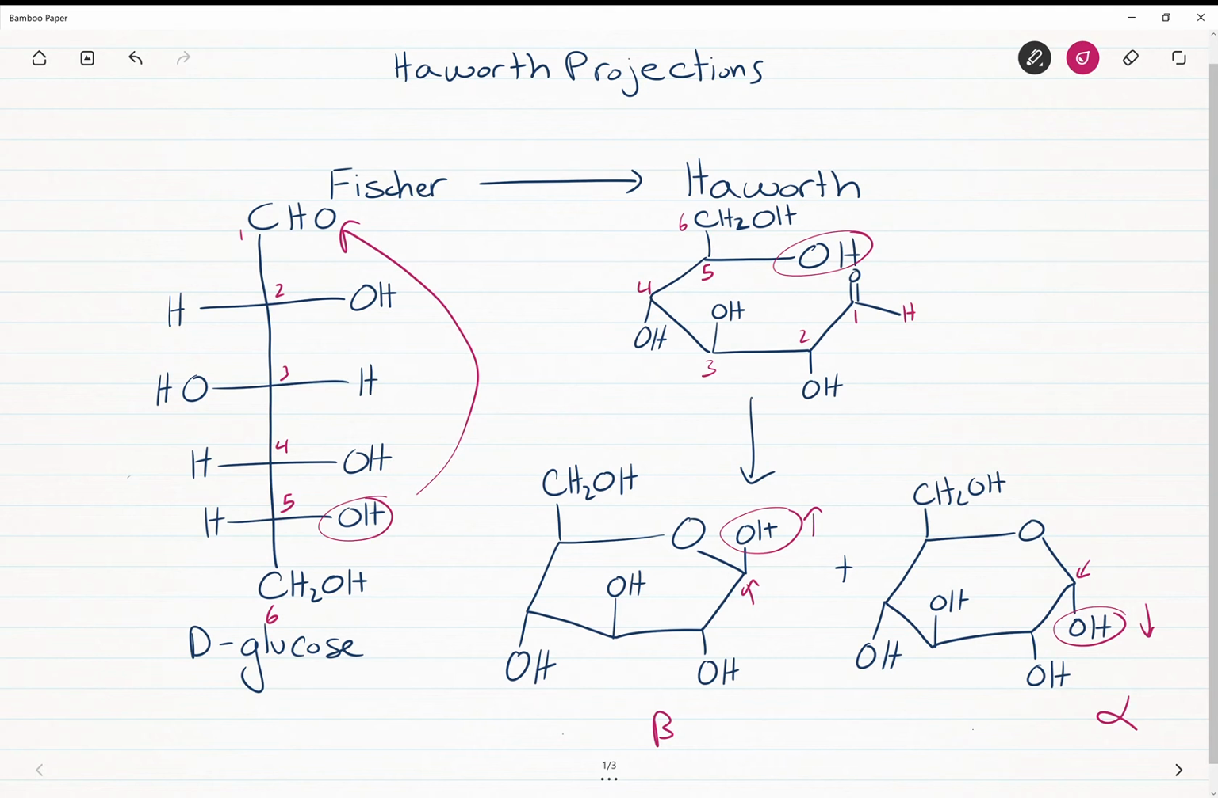What you will notice is the OH groups throughout the rest of the ring at positions 2, 3, and 4 are all in a similar position. So at 2, they're both down, at 3, they're both up, and at 4, they're both down. So these two Haworth projections I've just drawn are for glucose. They are just two different anomers. This one on the left is beta D-glucose, and this one on the right is an alpha D-glucose.